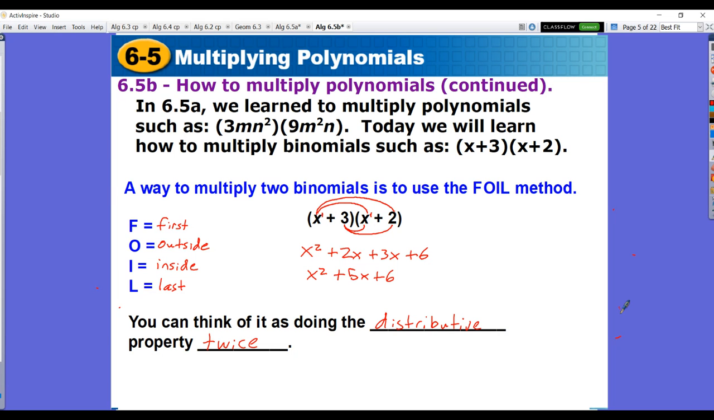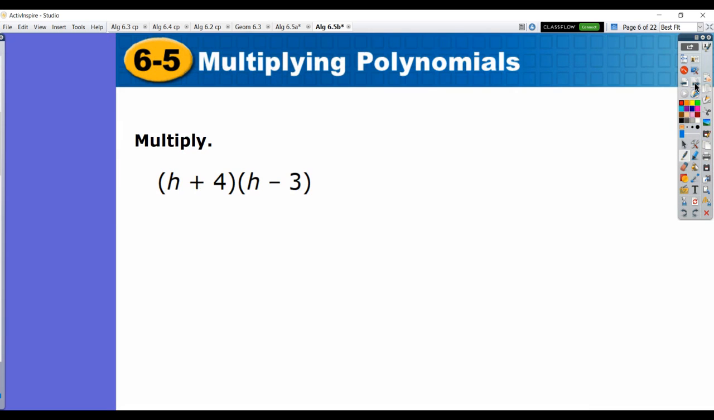So that is multiplying two binomials using the FOIL method. Okay, we're going to practice this some more. Let's take a look at our next problem we have. Okay, here we got two binomials we're going to multiply together. We got h plus 4 times h minus 3. We're going to use the FOIL method as a shortcut to do this.